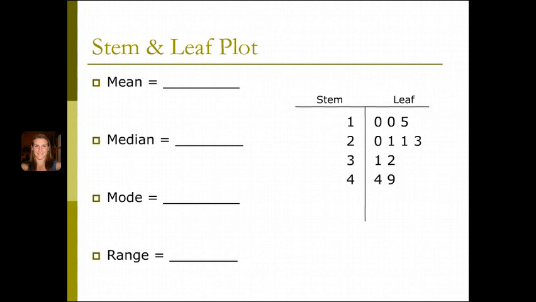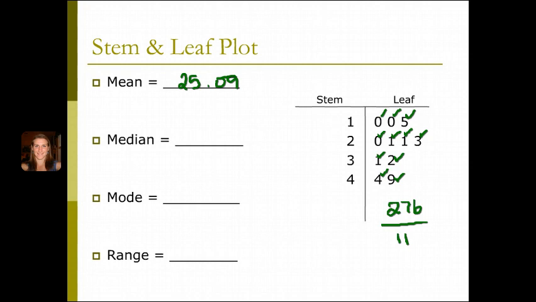Okay, so if we add 10 plus 10 plus 15 plus 20 plus 21 plus 21 plus 23 plus 31 plus 32 plus 44 plus 49, that is going to give us 276. We need to divide that by 11 because we have 11 leaves in our stem and leaf plot, and you will see that your mean is 25.09.